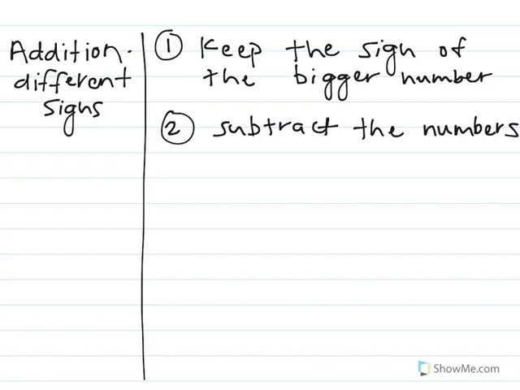So say we have -4 plus 6. So notice here that we have a negative number and a positive number. 4 is negative, whereas 6 is positive. Well, if we just compare 4 to 6, 6 is bigger and it's positive. So we know our answer has to be positive. And then we just subtract the numbers. So you just do 6 minus 4, which is 2. So your answer here is positive 2.